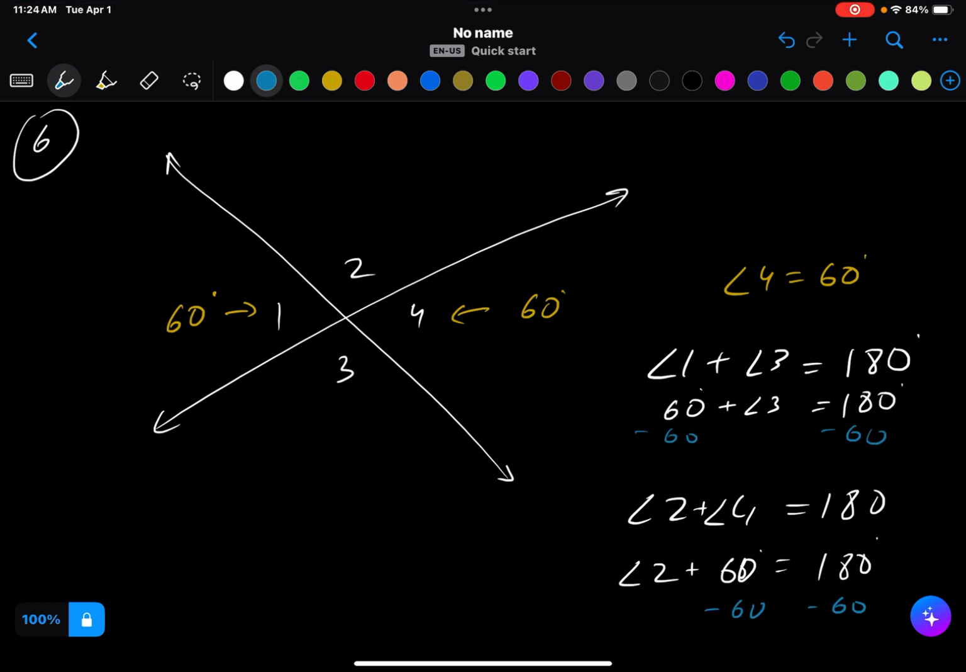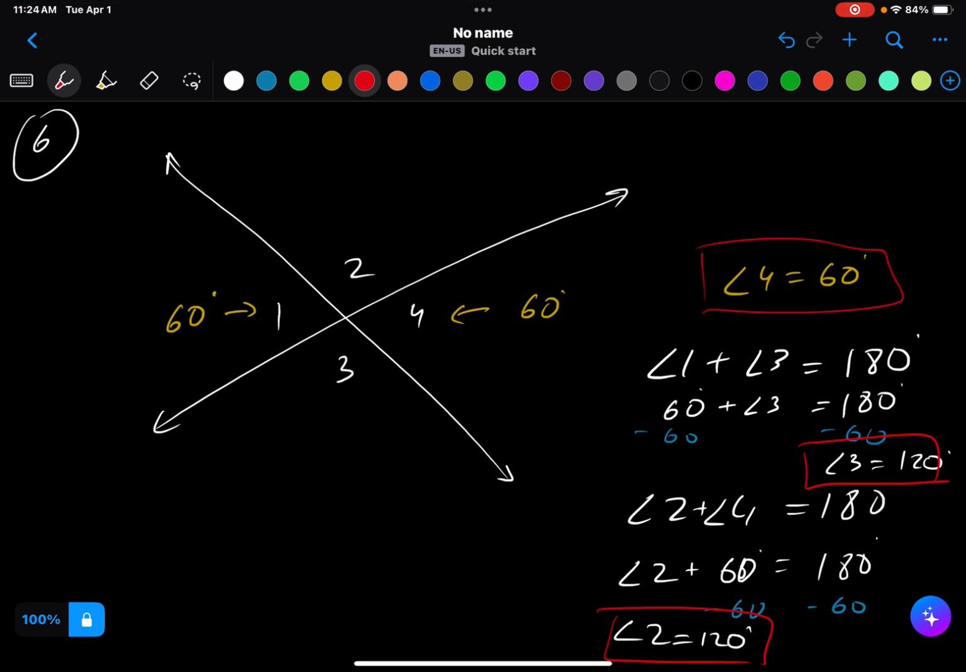And in both cases, you would find out that here angle 2 is 120 degrees, and here angle 3 is 120 degrees. So those are essentially your 3 answers. Angle 4 is 60, angle 3 is 120, angle 2 is 120, using the vertical angle theorem as well as the supplementary angle theorem. And that's the entire quiz. Thank you.